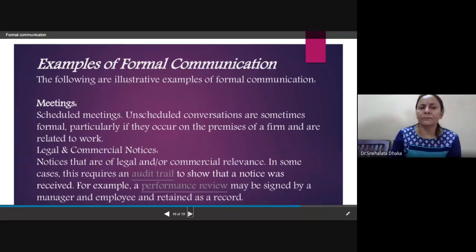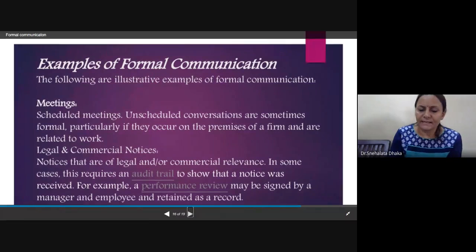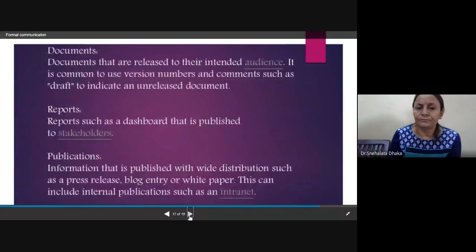ये आपका oral and written formal communication के और examples हैं। Meetings हैं, ठीक है। Meetings में scheduled meetings हैं. Unscheduled conversations are sometimes formal, particularly if they occur on the premises of the firm and are related to work. Legal and commercial notices. So all these are the examples of formal communication.